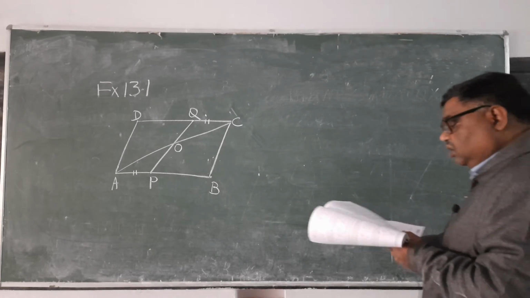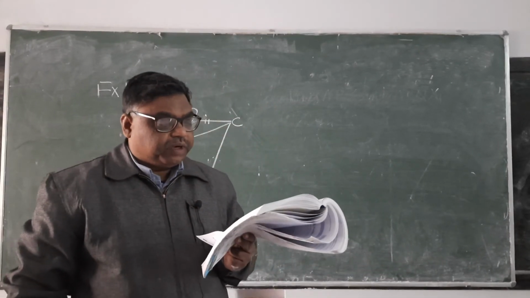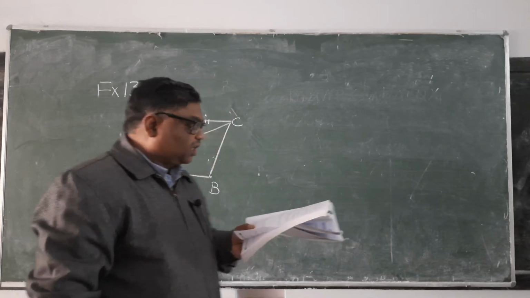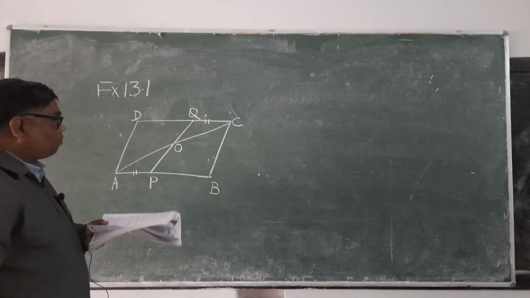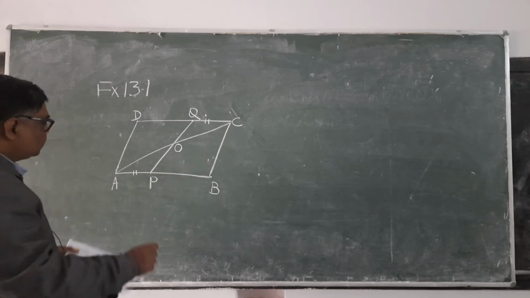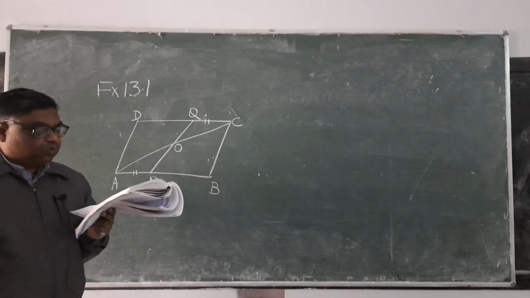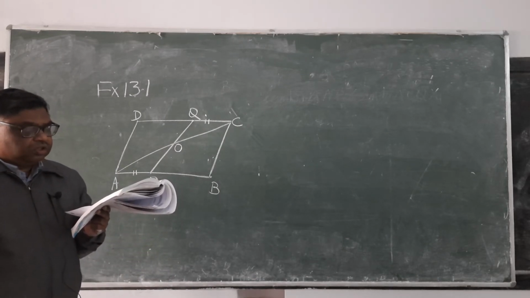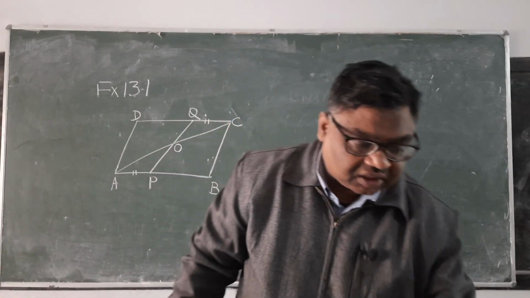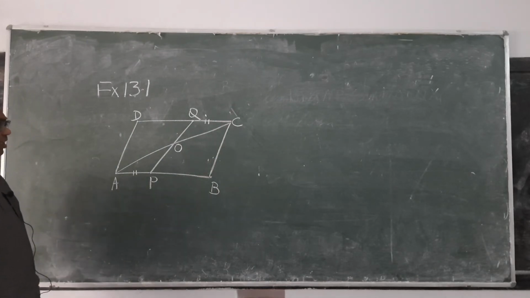You see here, question number 14B. In the figure 2 given below, points P and Q have been taken on the opposite sides AB and CD of parallelogram ABCD. ABCD is a parallelogram. These points have been taken in such a way that AP equals CQ. You have to show that AC and PQ bisect each other. You have to prove that AC and PQ bisect each other.